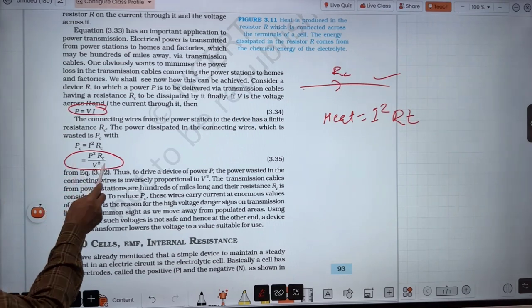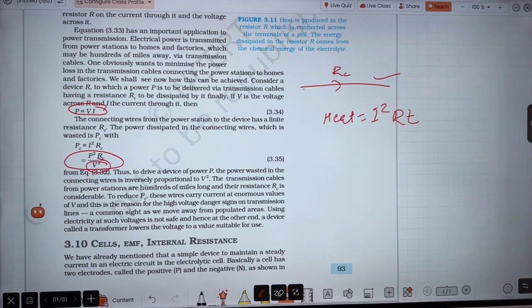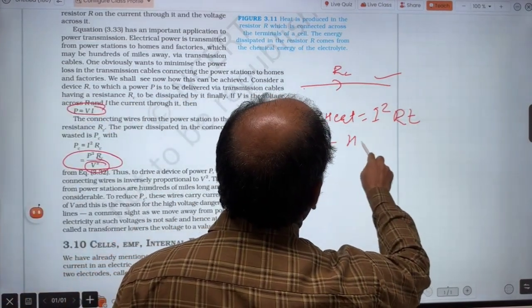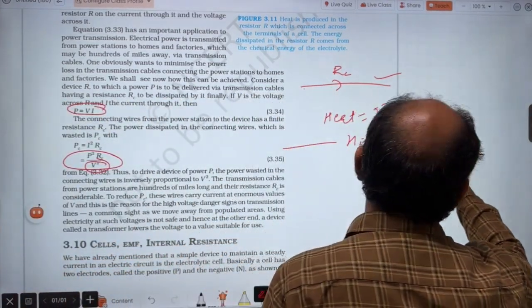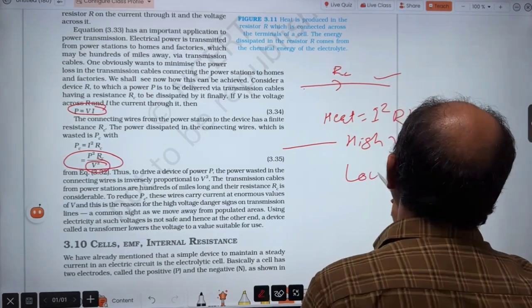So here our concern is this V square in the denominator. This tells us about the power consumed: if voltage is high, then what will happen? If voltage is high, current is low. In that case, this denominator will be larger, so this term Pc will be less. That is why, when long distance transmission is done, it is done at high voltage and low current.